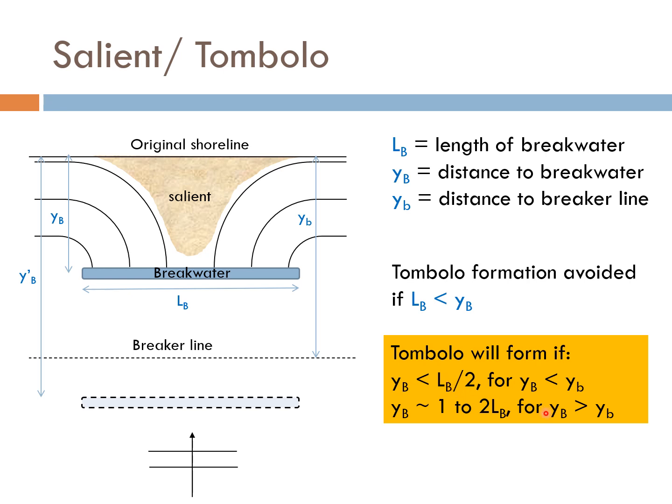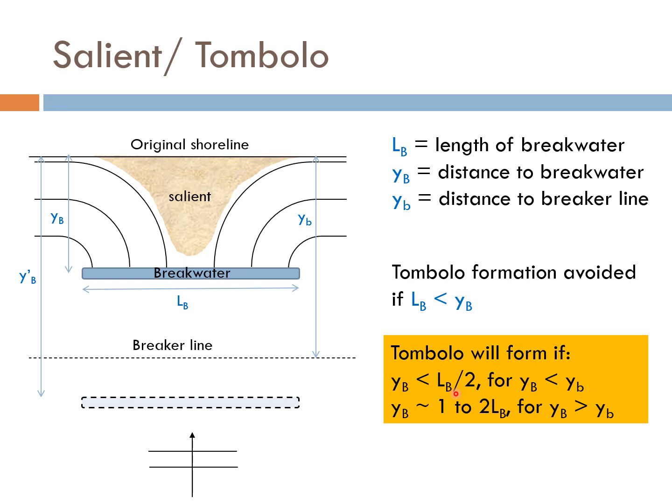On the other hand, in another case where the breakwater is located further away from the shoreline compared to the breaker line, for example in this location, the tombolo is still possible to form if the distance of the breakwater is somewhere between 1 to 2 times the breakwater length. These are rules of thumb that we can use to determine the suitable location of our breakwater, as well as the length of the breakwater to be used.